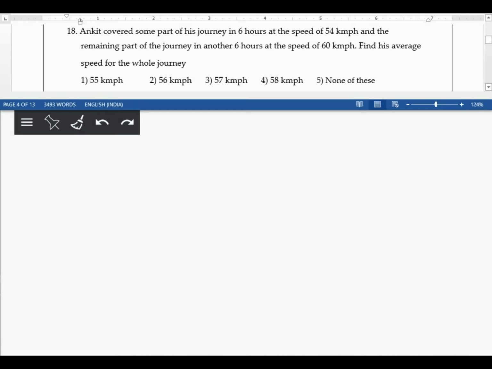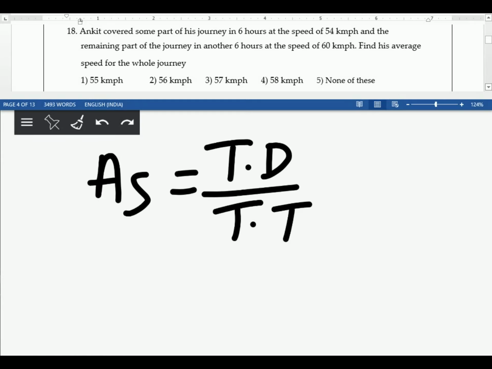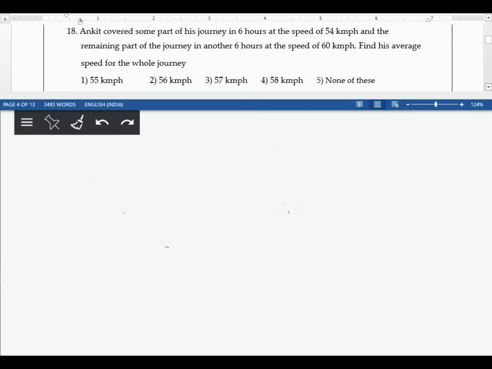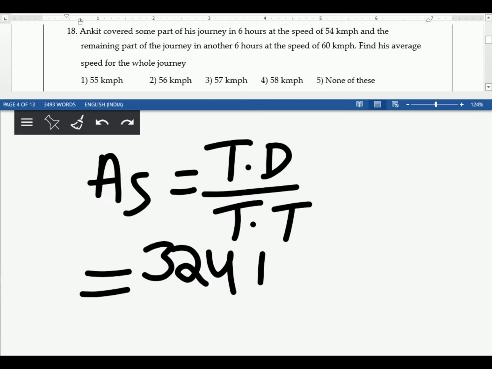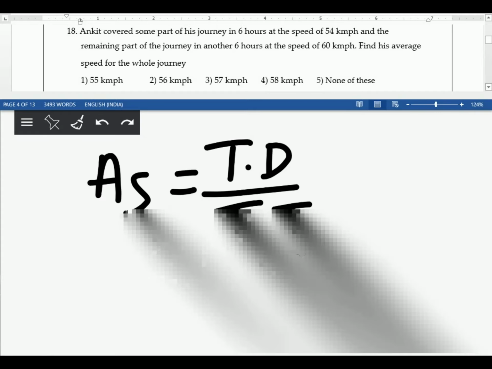Eighteenth question. Ankit covered some part of his journey in 6 hours at a speed of 54 kilometers per hour and the remaining part of the journey in another 6 hours at a speed of 60 kilometers per hour. Find his average speed. As we know, average speed is equal to total distance by total time. Total distance is equal to speed into time. 54 into 6, 324. Therefore, total distance for the first one is 324. And for the second one, it is 360. For the total time, it is 12 hours.